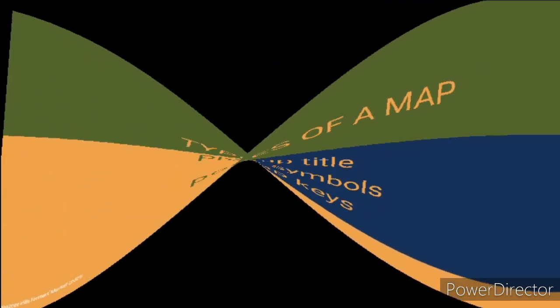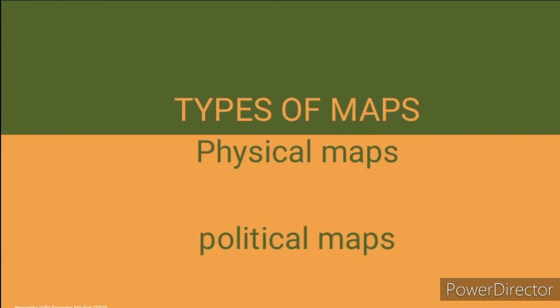Now there are different types of maps. We have two types of maps, which are physical maps and political maps. Physical maps show us the location of mountains, rivers, oceans, hills, valleys, and so many other geographical features. On the other hand, political maps show us the location of towns and cities in a place.